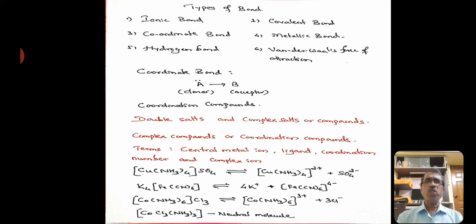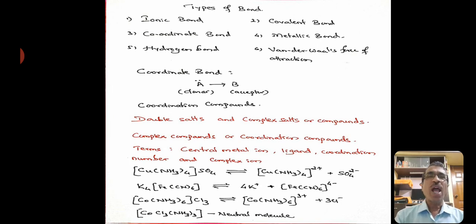We have 6 types of bonds: ionic bond, covalent bond, coordinate bond, metallic bond, hydrogen bond and van der Waals force of attraction. Among these bonds, the first 4 are stronger bonds and the next 2 are weaker bonds. Let us restrict our study to the coordinate bond. The ionic bond is formed by transfer of an electron from one atom to another. A covalent bond is formed by sharing of unpaired electrons between two atoms. And the coordinate bond is formed by donation of a lone pair of electrons from one atom to another atom.